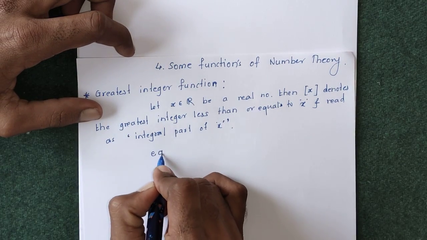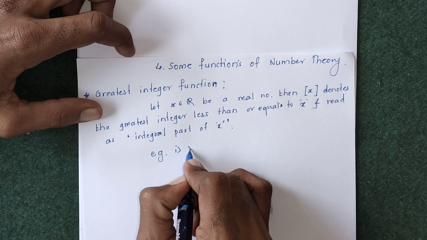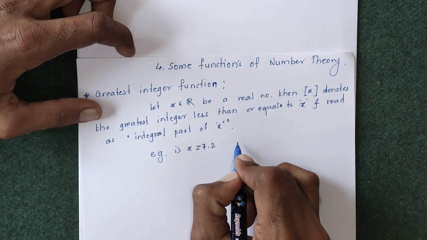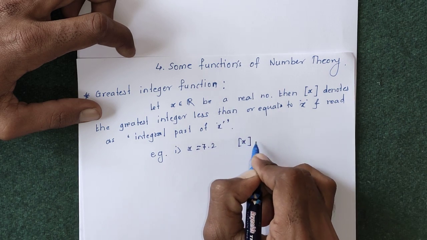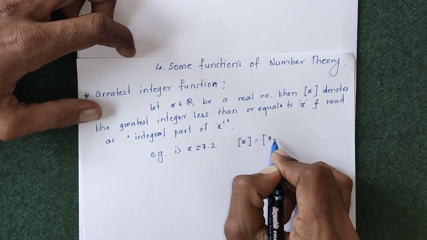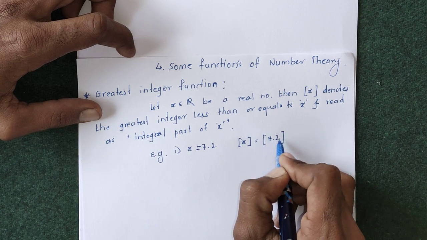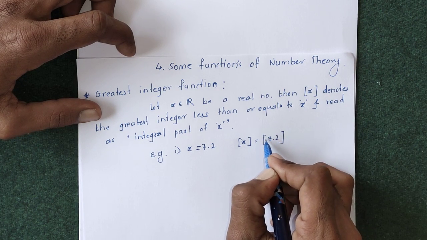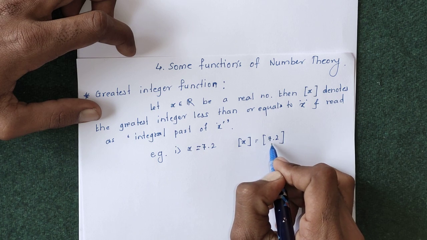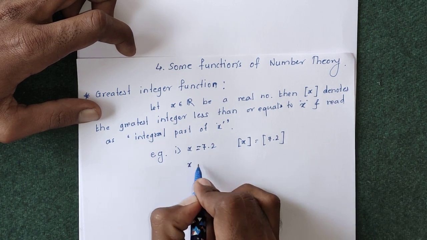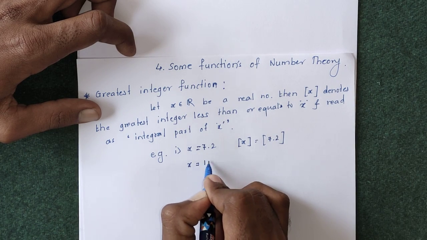For example, suppose the first example is x equals 7.2. Then the integral part of x, that is the integral part of 7.2, is the greatest integer less than or equal to this number. So the greatest integer which is less than or equal to 7.2. The equal to condition is for when x is itself an integer.